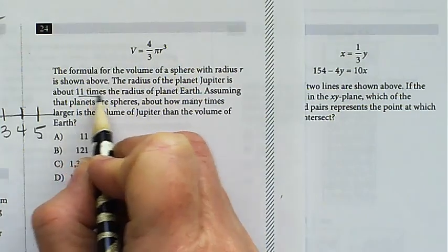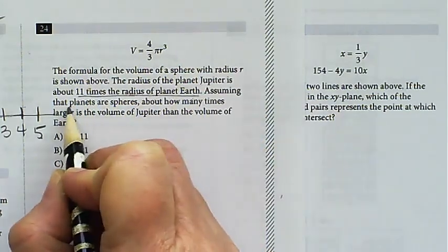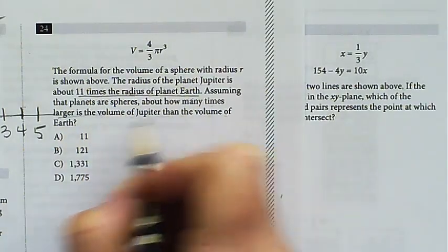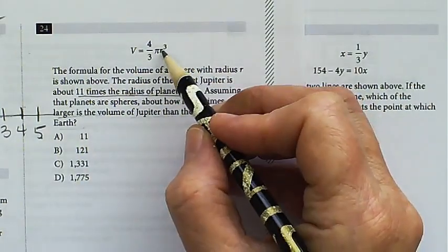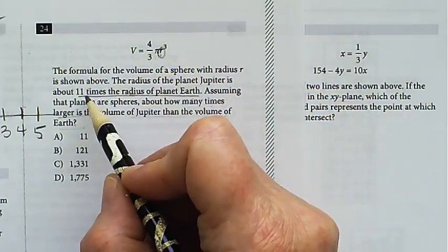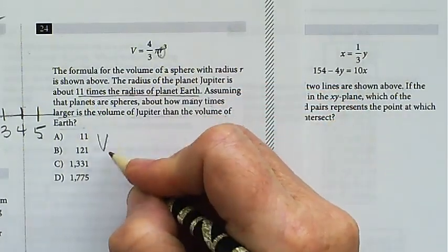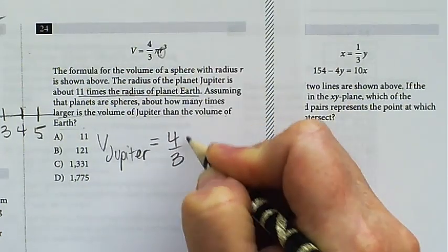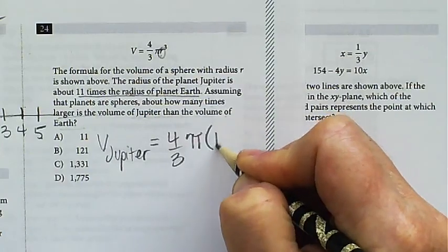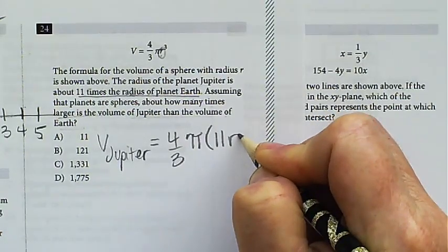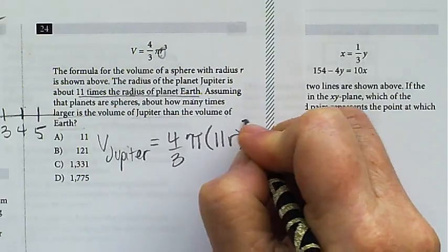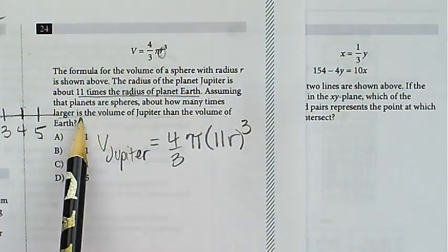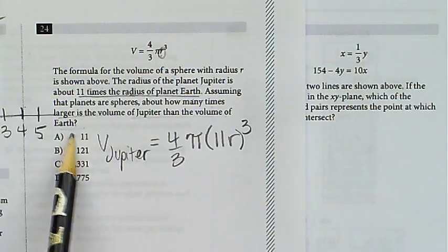So the radius of Jupiter is 11 times Earth. Assuming that planets are spheres, how many times larger is the volume of Jupiter than Earth? So in the place of R, I'm going to put 11R. So the volume of Jupiter would be 4/3 pi times 11R to the third. And it's asking how many times larger is Jupiter than Earth?